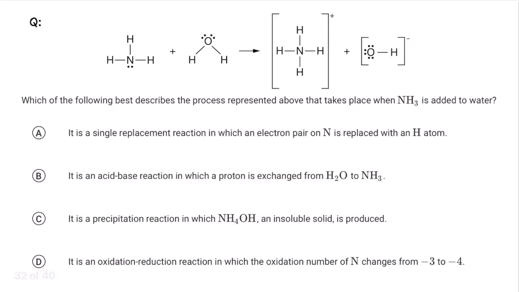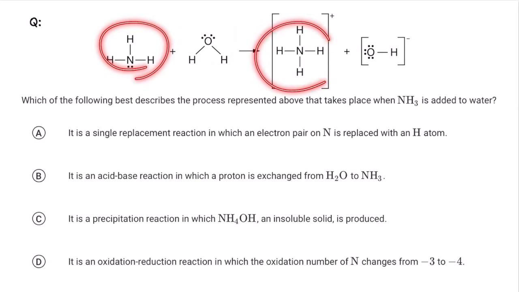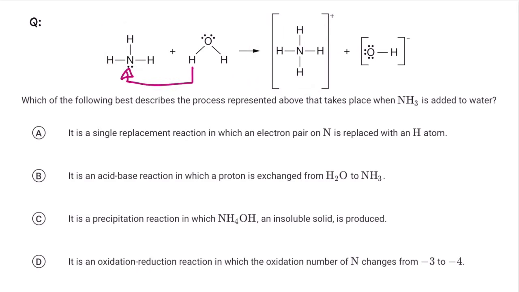Which of the following best describes the process represented above that takes place when ammonia is added to water? So ammonia reacts with the water molecule, and ammonia is converted to ammonium by accepting a proton from the water molecule. So this is an acid-base reaction because there is a transfer of protons. The proton is exchanged from the water molecule to the ammonia.